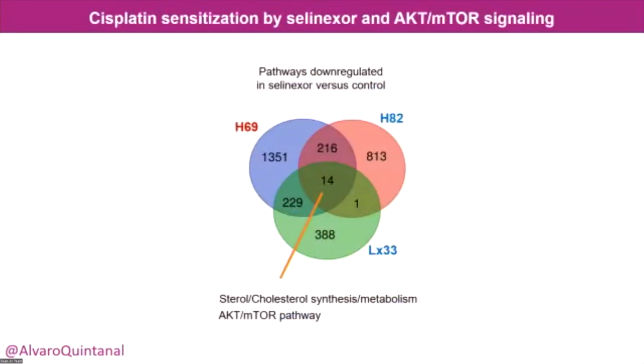And when we tried to find out a little bit about the mechanism, we performed RNA-seq on different cell lines and PDXs treated with selinexor, the inhibitor of exportin 1. And we found that there were only 14 pathways in common in all of the models, and a few of them were related to the AKT-mTOR pathway.